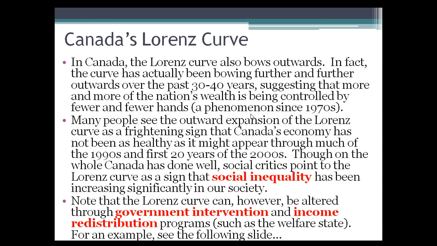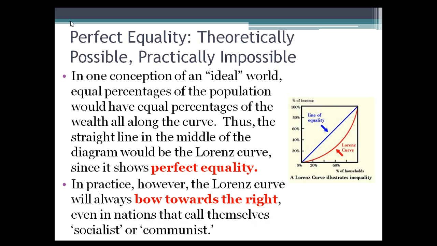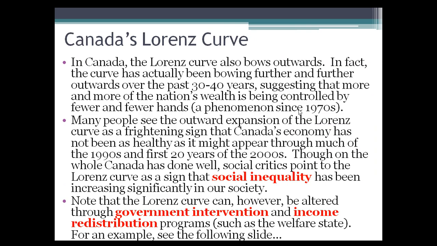A couple of quick points that are worth noting, and you'll read about these tonight in your homework. Canada is actually pushed further towards the right, which suggests we've had more income inequality over the last 30, 40 years. From the early part of the century through to about the 1970s, the curve had actually been pulling inwards. Since the 1970s, though, as globalization has really become a primary force, you have started to see the curve move the other direction, which of course suggests that there's more social inequality.